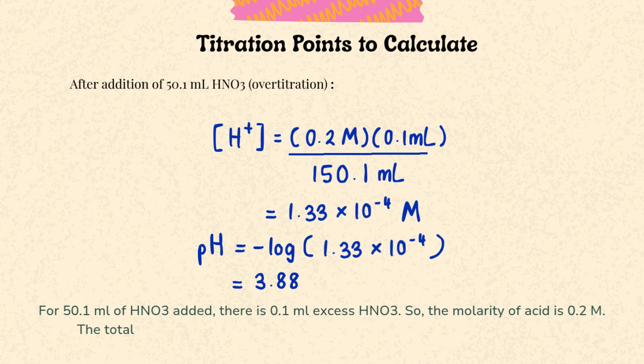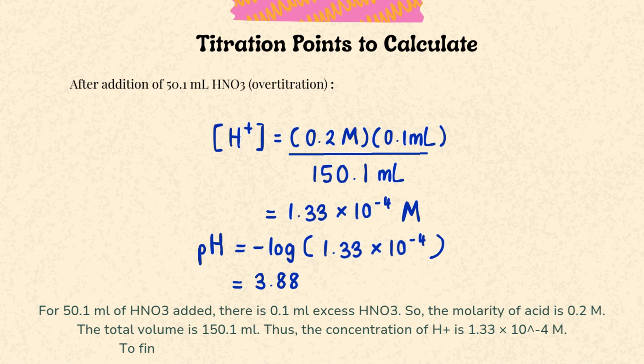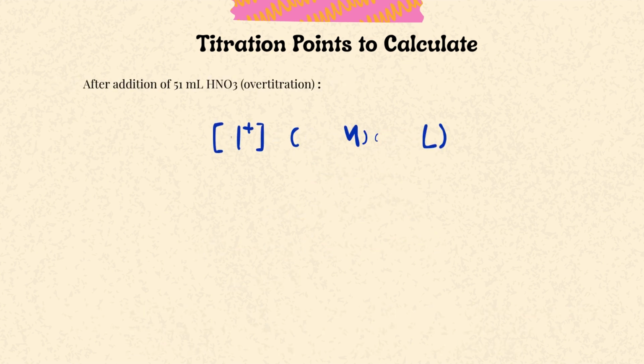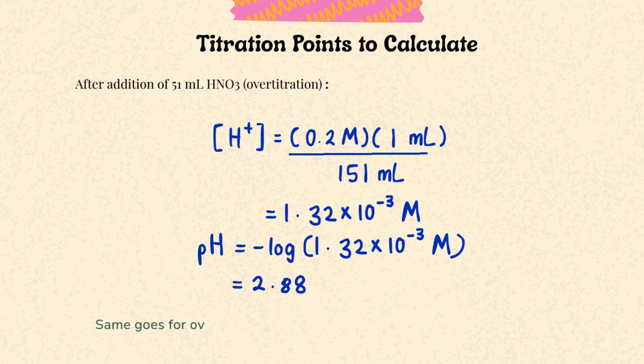The total volume is 150.1 mL. Thus, the concentration of H+ is 1.33 times 10 to the power of -4 M. To find the pH, take the negative log of the concentration of H+ and the pH will be 3.88. The same goes for over-titration by 1 mL and 10 mL, also using the same steps.